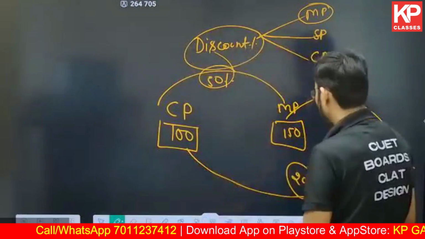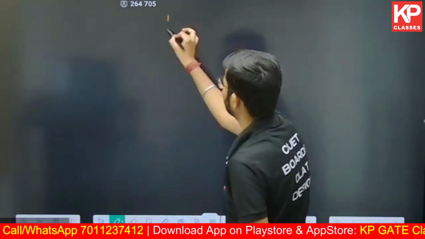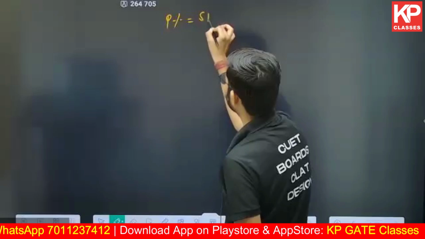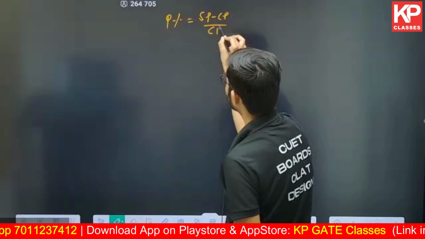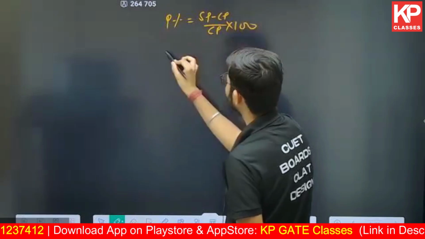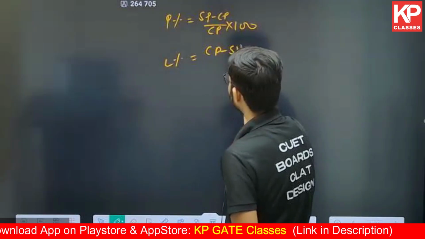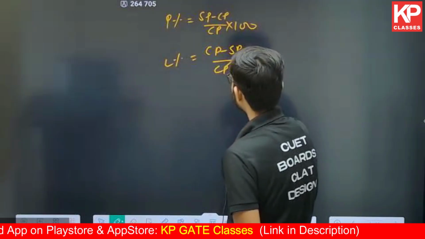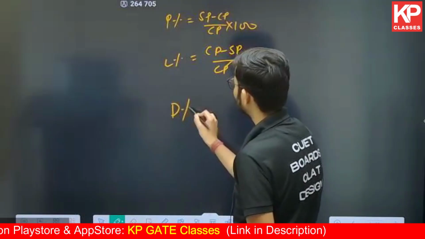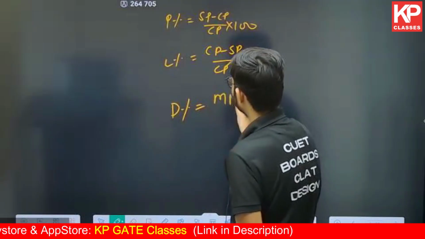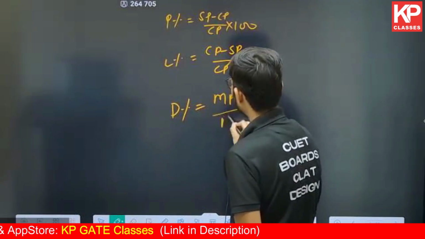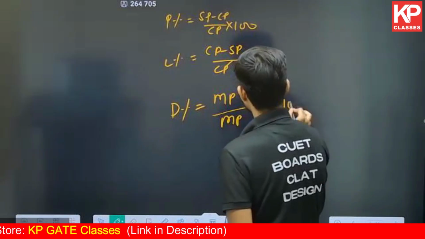If you want to go with the formula, we can write the formula. Profit percentage is nothing but selling price minus cost price divided by cost price into 100. Format is completely same. Loss percentage is nothing but cost price minus selling price divided by cost price into 100. Discount percentage is what? Your discount percentage will be nothing but mark price minus selling price divided by mark price into 100. This is discount percentage.